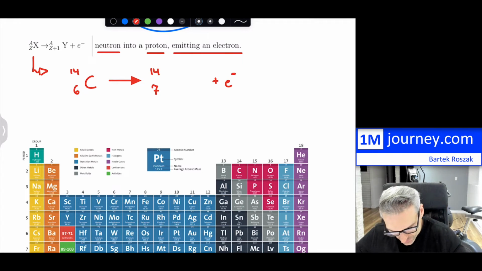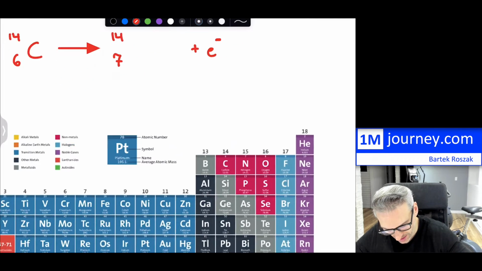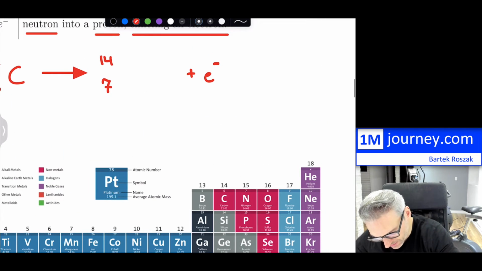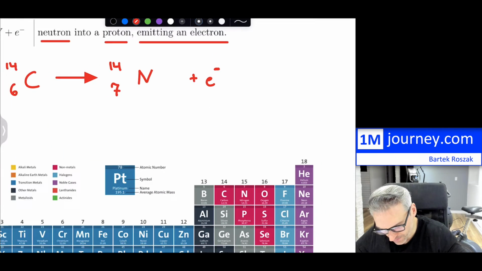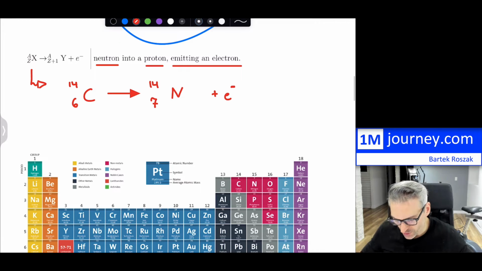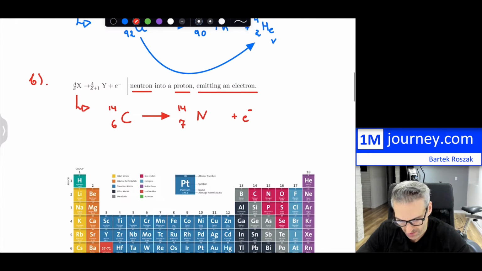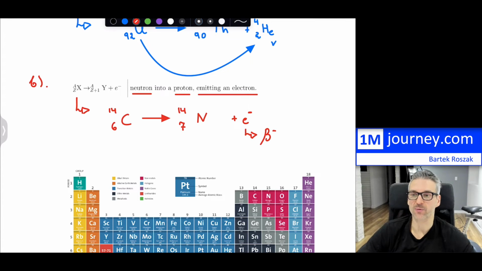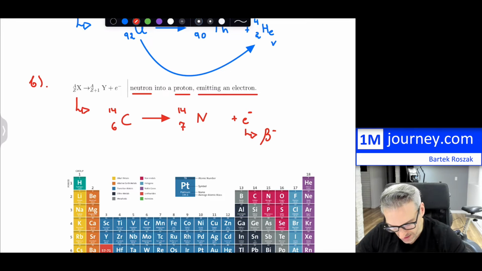And now, if you're jumping into 7, that's going to be nitrogen. So again, you can look back in here into your periodic table. So that's going to be your nitrogen in general. And this is now your beta. So in this case, this would have been beta negative decay, and the negative comes because of this electron. So that is the beta negative decay that we have. So that's part B.